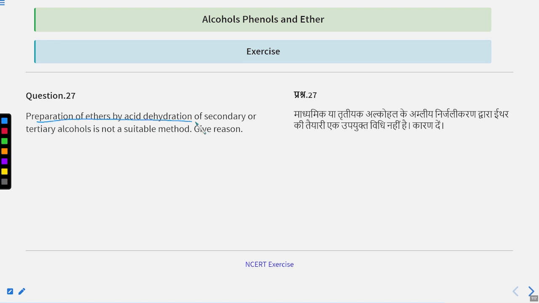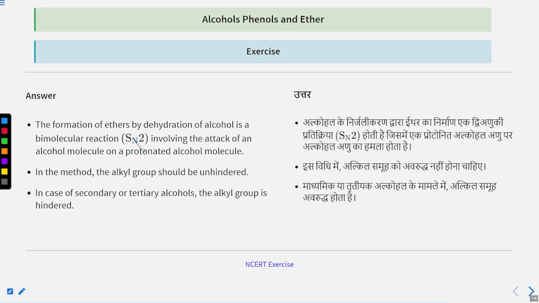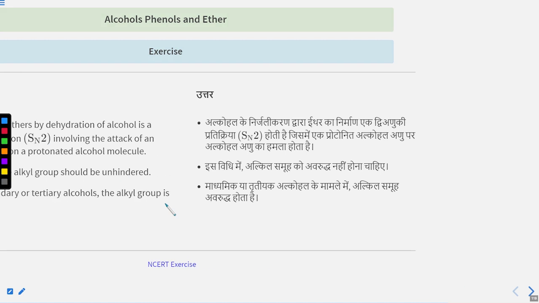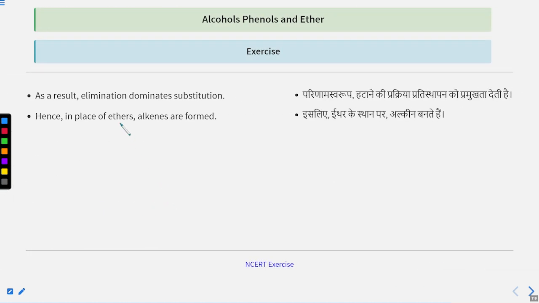Preparation of ethers by acid dehydration of secondary or tertiary alcohol is not a suitable method. Again, the same reason is here. The formation of ether follows the SN2 mechanism. In this method, the alkyl group should be unhindered. If you take a hindered one, that would result in elimination product.